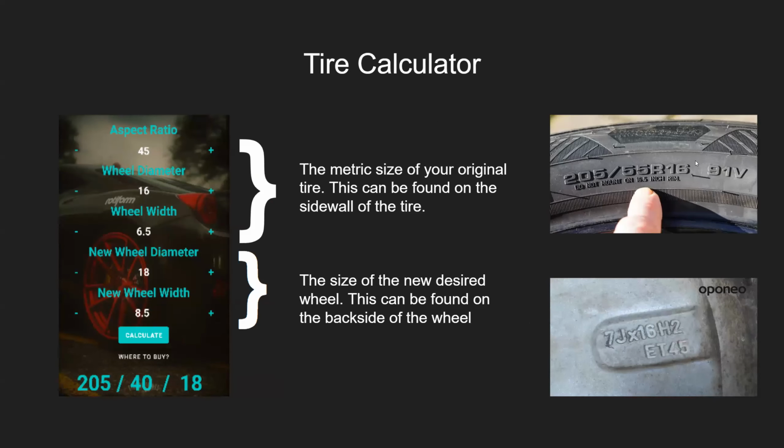To use the tire calculator, again, you just need a set of easy to get measurements. First, you will need the size specifications of your old tire, which can be found on the sidewall of your tire. Second, you will need the diameter and width of your new wheel as well. These can be found online when searching for wheels, or they can be found behind the wheel in small lettering like the image on the right.